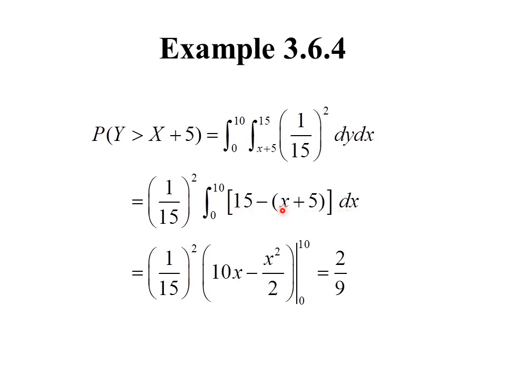We could clean this up here. This is really 10 minus x, so integrate that to get 10x minus x squared over 2. And then we plug in our limits of x, 0 to 10. We do that arithmetic, and we're all done. 2/9. So that's all there is to calculating this probability.